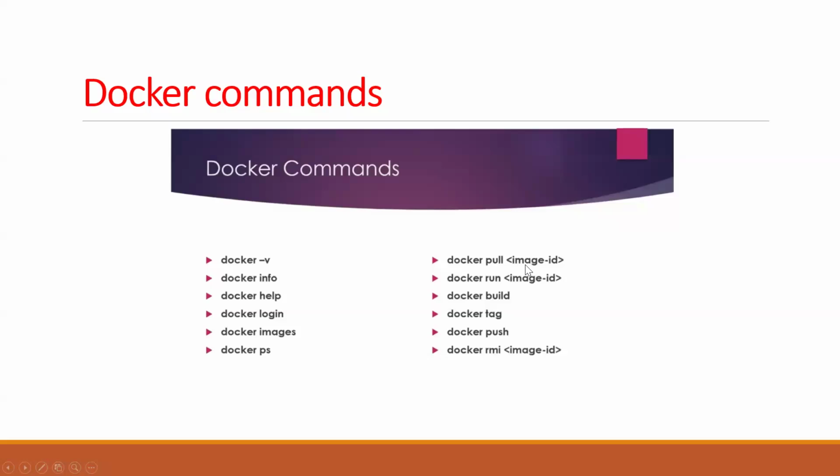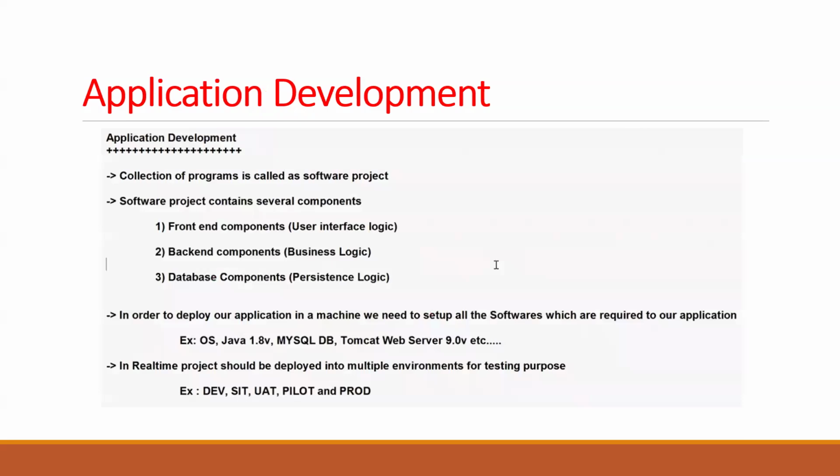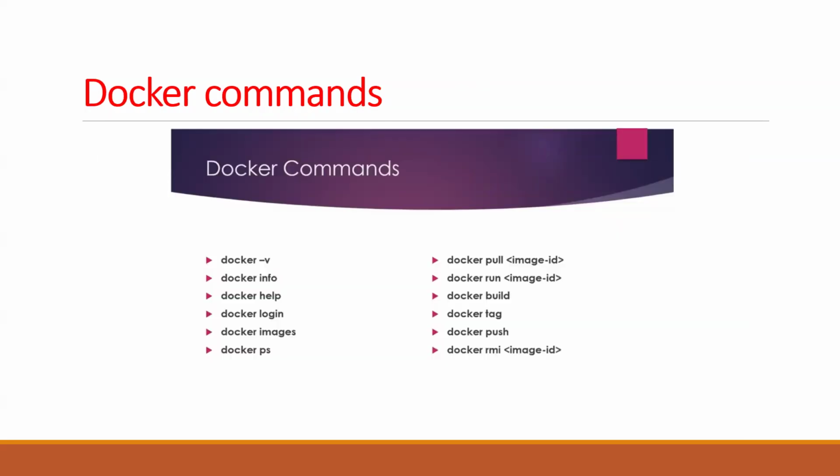Docker pull is how we pull an image from Docker Hub. Docker run is how we run an image as a container. Docker build is to build the image. I will tell you about Docker tag, how you can create a tag. Push is how you push the Docker images you build to Docker Hub, using Docker push. Docker rm is to remove. Okay guys, we'll continue from tomorrow.